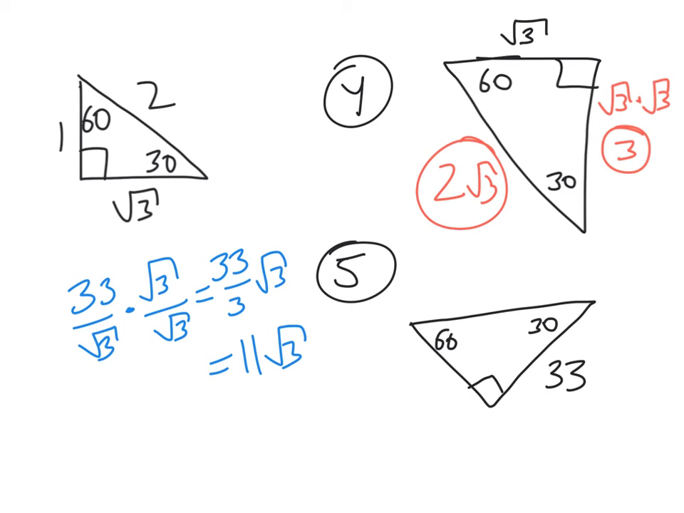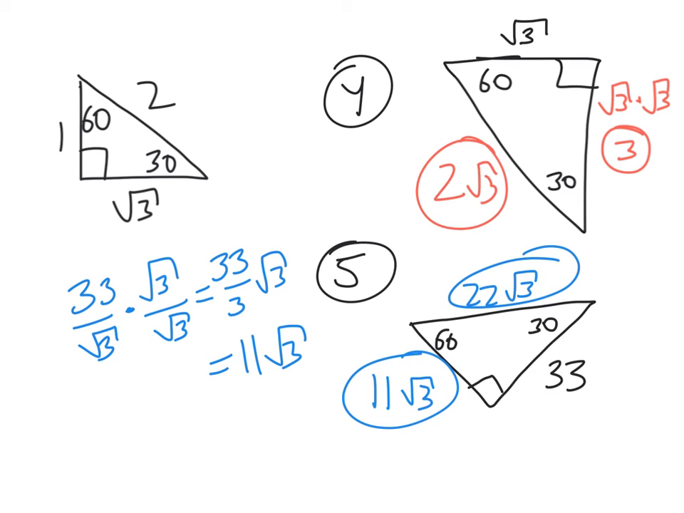And 33 thirds is much more easily stated as 11. So opposite the 30-degree angle, we have 11 square root of 3. And then I just have to double that to get the hypotenuse. And the hypotenuse will just be 22 square root of 3.